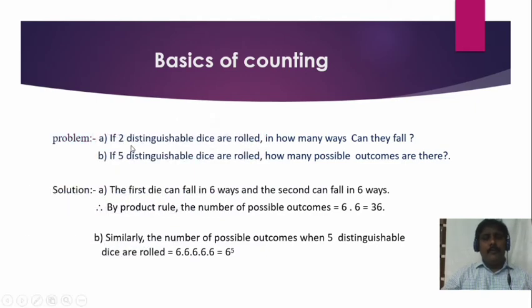Next, another problem. If two distinguishable dice are thrown, if he asks about the dice, then simply we can say that the formula for a die is 6 power n. He has said two distinguishable dice, 2 means 6 square, that equals 36 elements. In how many ways can they fall? The simple answer is, they will fall in 6 square, that equals 36. Here we are using the product rule. That is, the first die can fall in 6 ways, the second die can fall in 6 ways. So by the product rule, 6 into 6, that equals 36. So 36 ways they can fall.